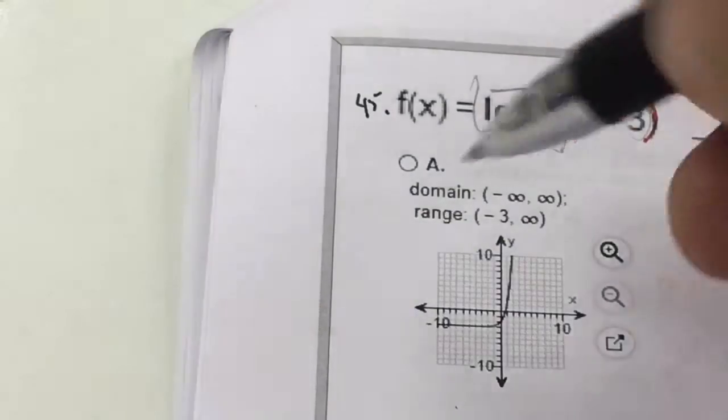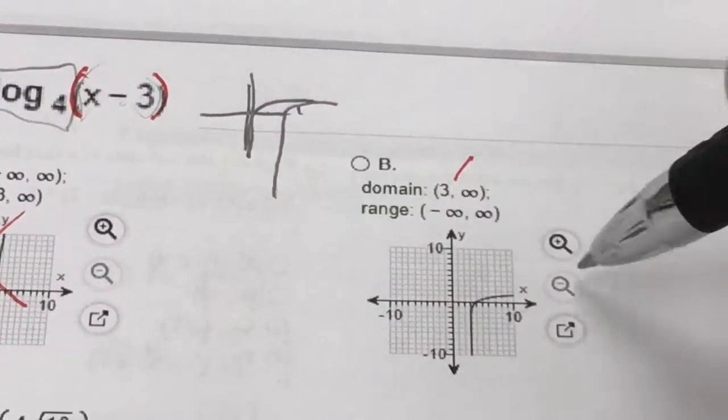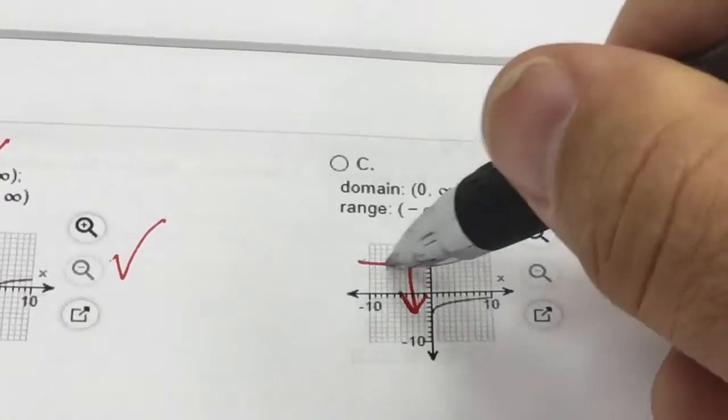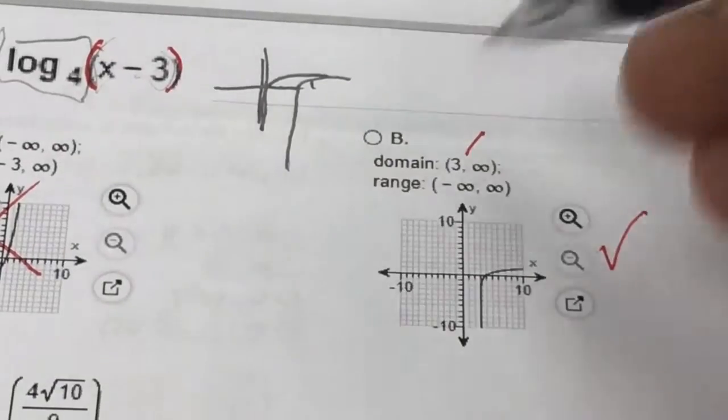This is not the correct shape. This is the correct shape, and it looks like it went right 3. Notice the domain starts at 3. I think it's going to be B. This one is the right shape, but it looks like it went down 3 instead of right 3, so it's not C. And again, this one isn't even the right shape. It has to be choice B.